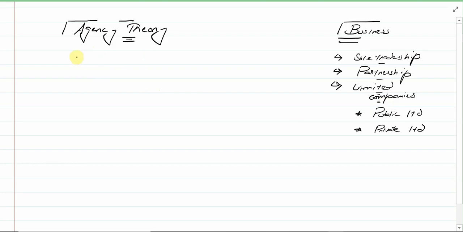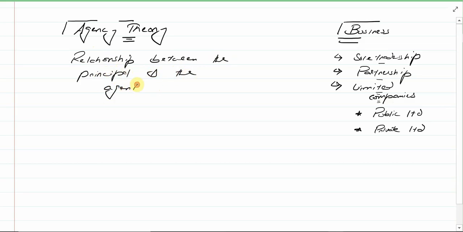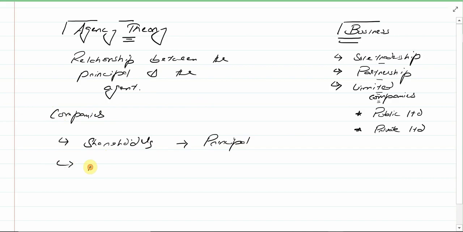Now we are talking about the agency theory. Agency theory is the relationship between the principal and the agent. If you talk in the context of companies, shareholders are the principals and directors are the agents.